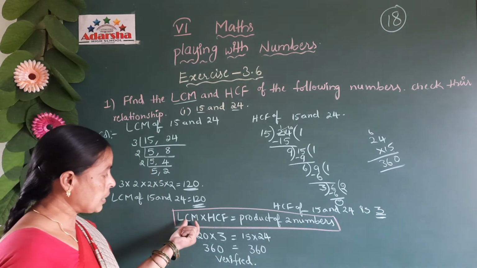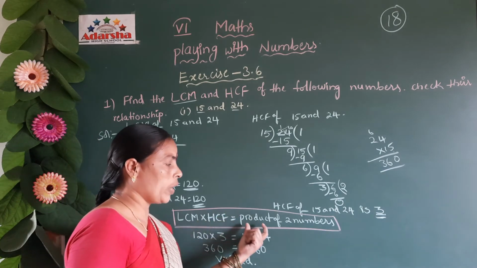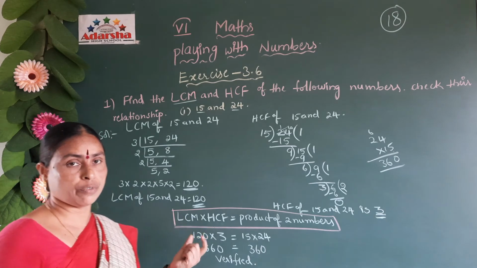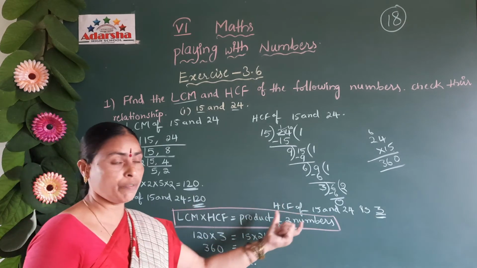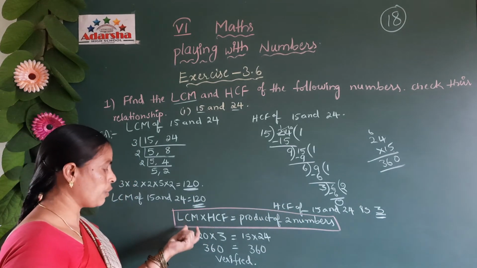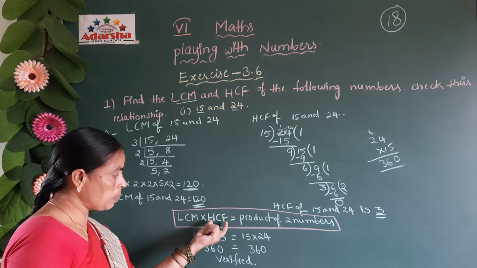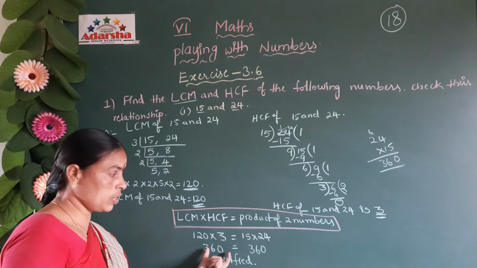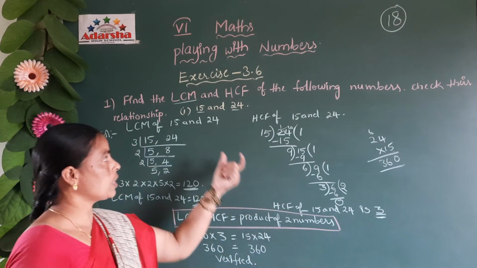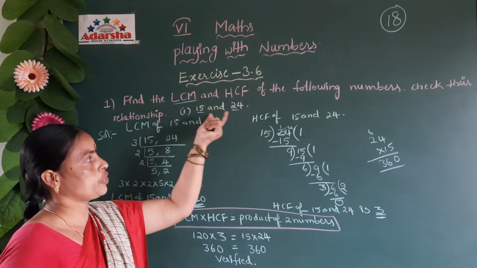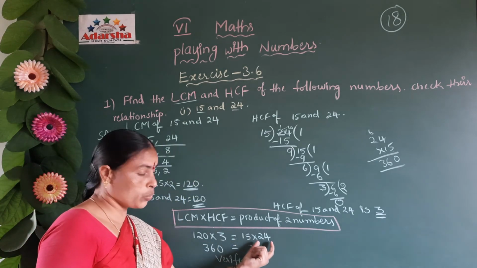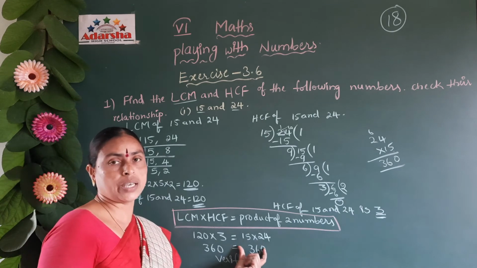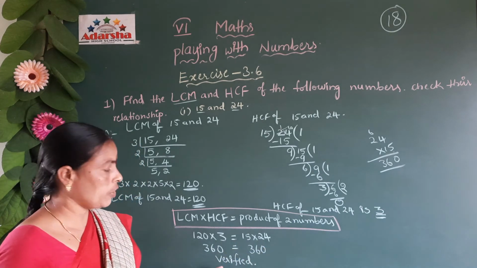Now, LCM into HCF is equal to the product of two numbers is the relationship between LCM and HCF. After getting the LCM and HCF, you have to substitute: in place of LCM substitute 120 and in place of HCF substitute 3. At the LHS we get 360. The product of the two given numbers, 15 and 24, is 360. So LHS equals RHS. It is checked. Verified.